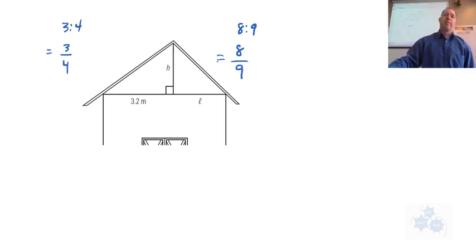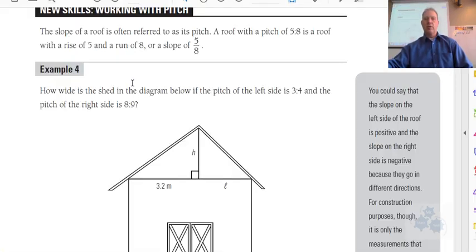Okay. So guess what? We're going to have to do this in 2 stages. Okay? We have to solve for H and L, looks like. Because the question actually asks, and I'll just go back to the question real quick, it says, how wide is the shed? So that means I need to find out what this total length is. So I'm going to have to find L here to add to this one to get the total width.